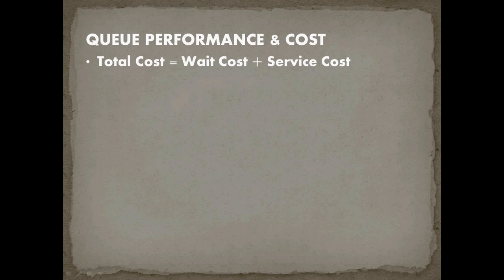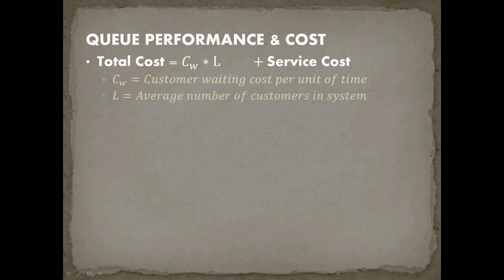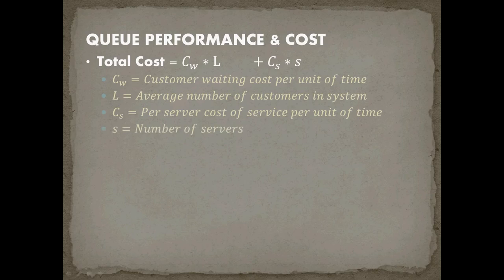So we can collect all sorts of information about queue performance, but how does this relate to cost? Well, total cost is equal to the wait cost plus the service costs, as we discussed last lesson. And wait cost we can express mathematically as C sub W times L, where C sub W is the customer waiting cost per unit of time, and L is the average number of customers in the system. Service cost we can express as C sub S times S, where C sub S is the cost of service per unit of time, and S is simply the number of servers we have.